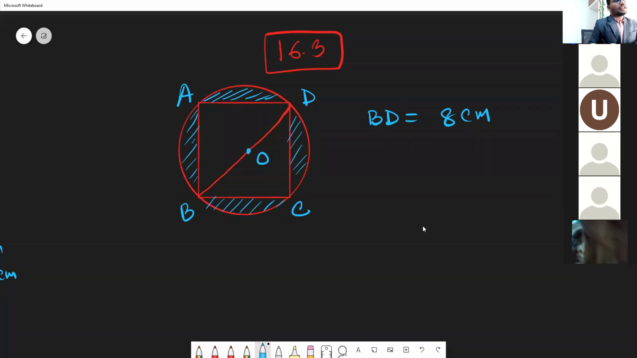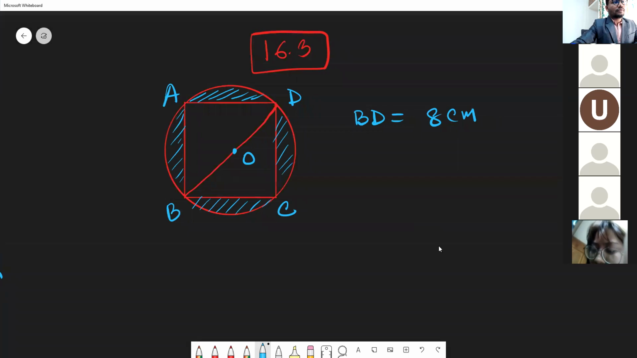Please, if possible, you can raise your hand. I will give you 1 minute. What is the area of the shaded zone? Only one piece of information is given here: BD is 8 centimeter. So, try a bit, see how it's possible. BD means the diagonal or diameter of the circle is given here, 8 centimeter. And the requirement is to find the area of the shaded zone. We have 3 minutes remaining, so within this time we have to complete the answer.